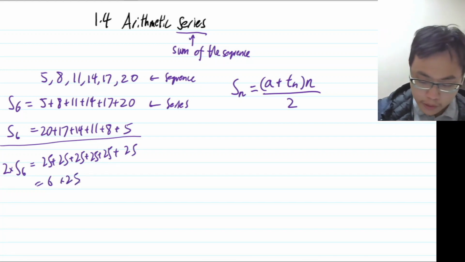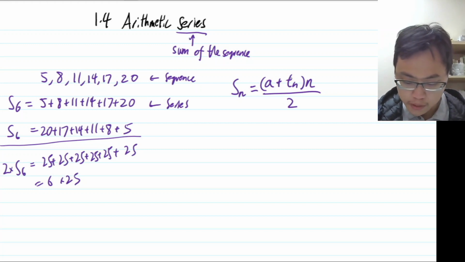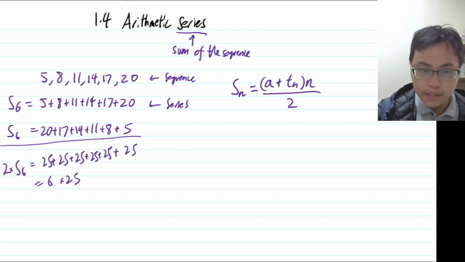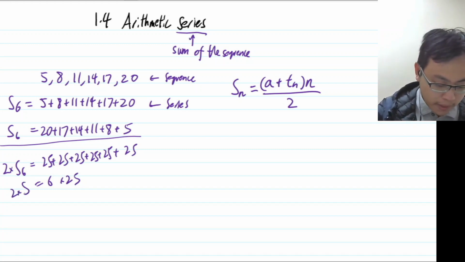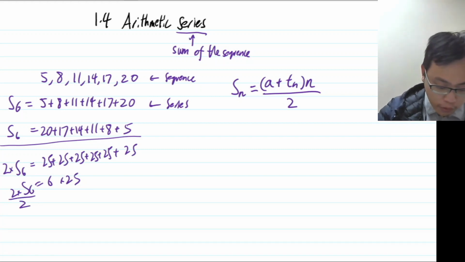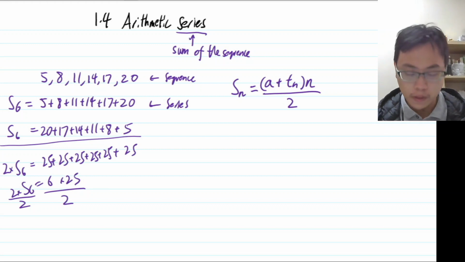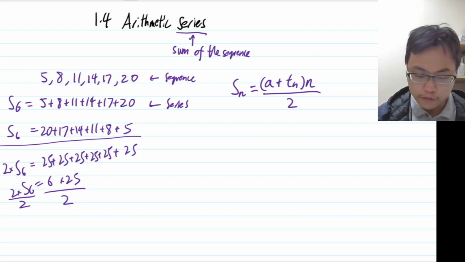Okay, and so if we look at the formula here, the sum of this is the first term plus the last term multiplied by the number of terms. Now, this is twice the sum because there's 2 times of it. And so in order for us to find just one of it, okay, this is 2 times the sum of the first 6 terms, I'll have to divide it by 2. So all of this will now be divided by 2. That's why the sum is going to be first term plus last term multiplied by the number of terms divided by 2.